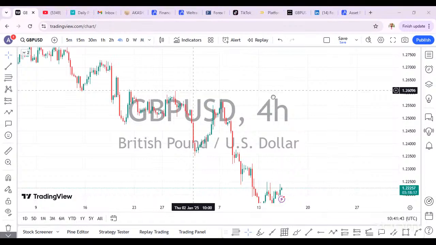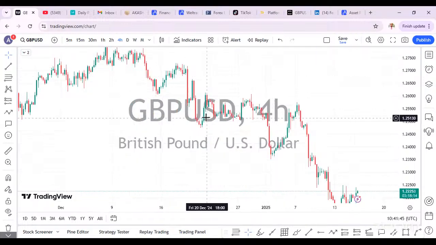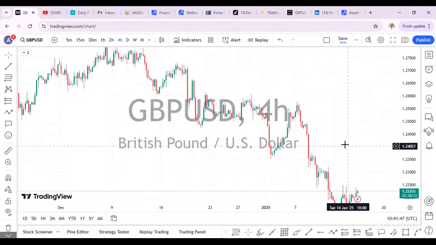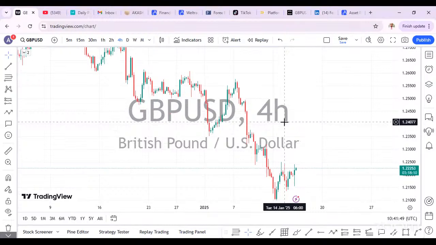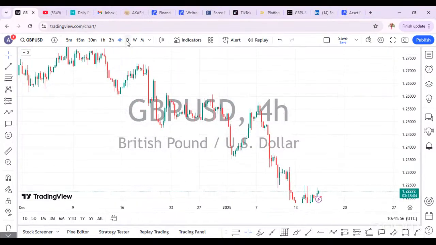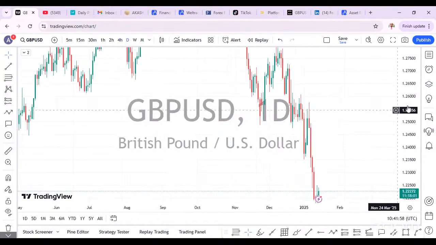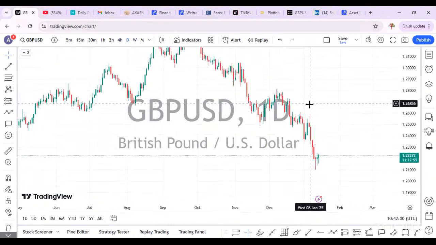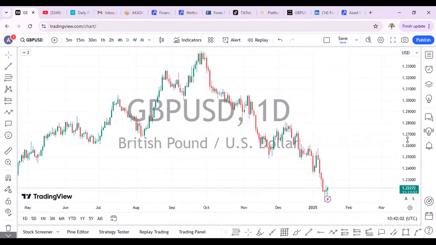So we want to look at GBP USD and look for a trade. CPI is coming. I think I recorded this one yesterday. Now let's go to daily time frame. So just watch how I analyze. So we want to see daily now.